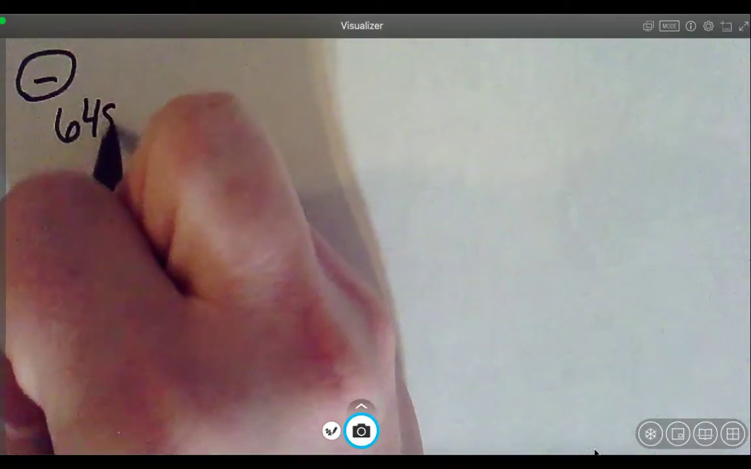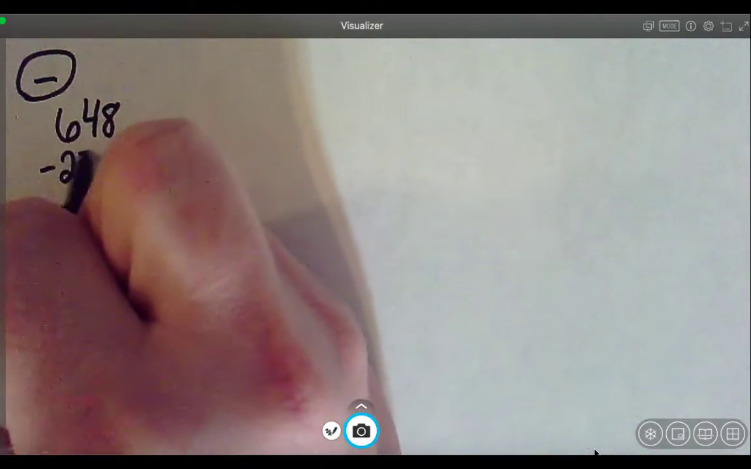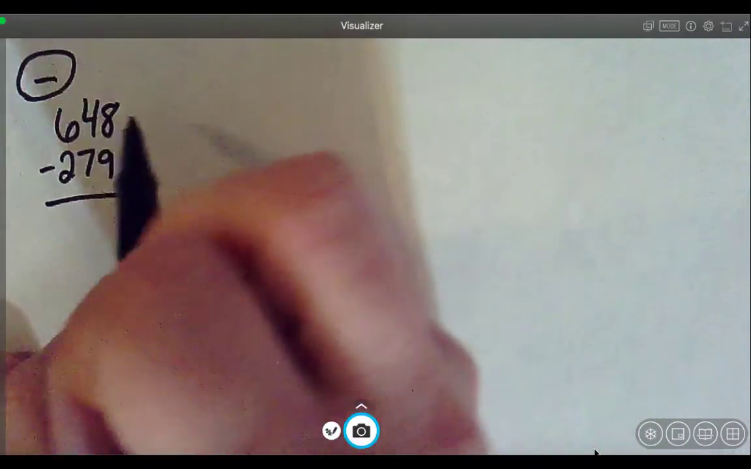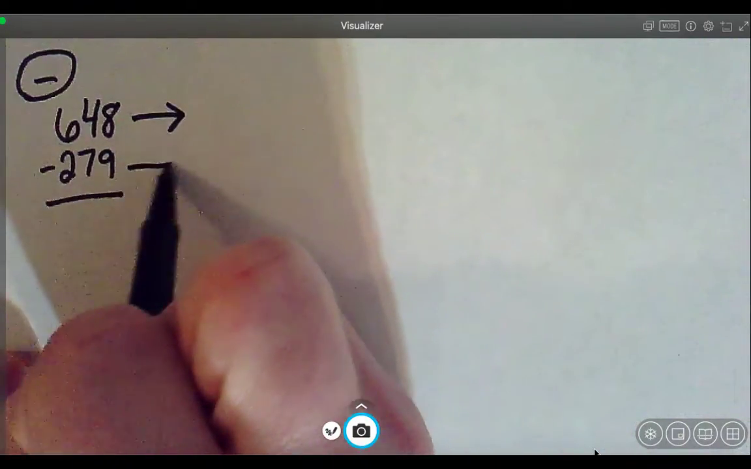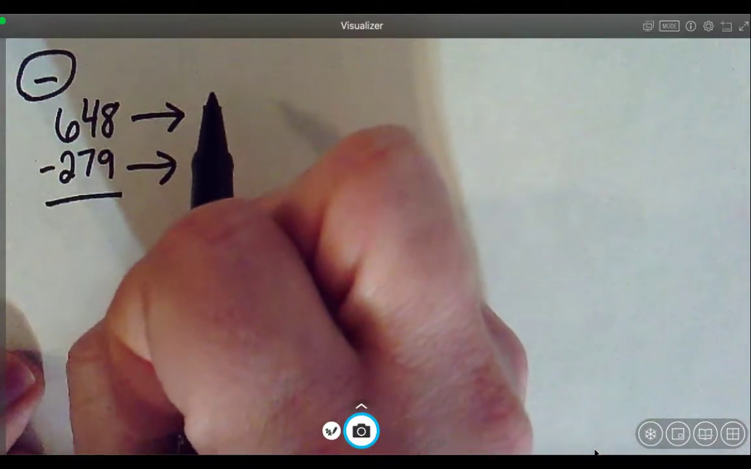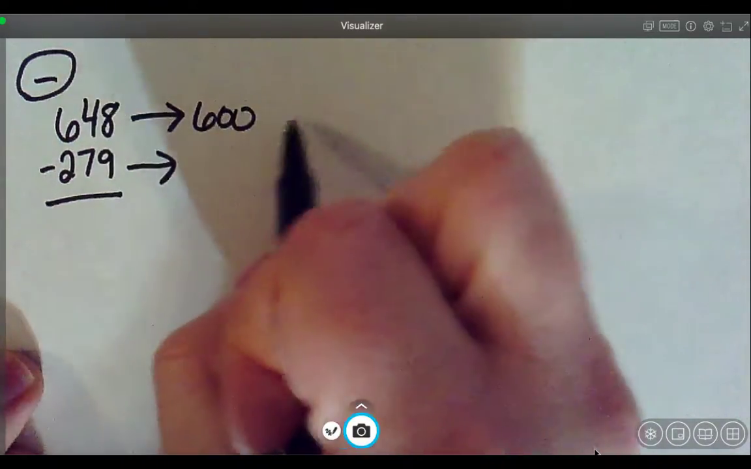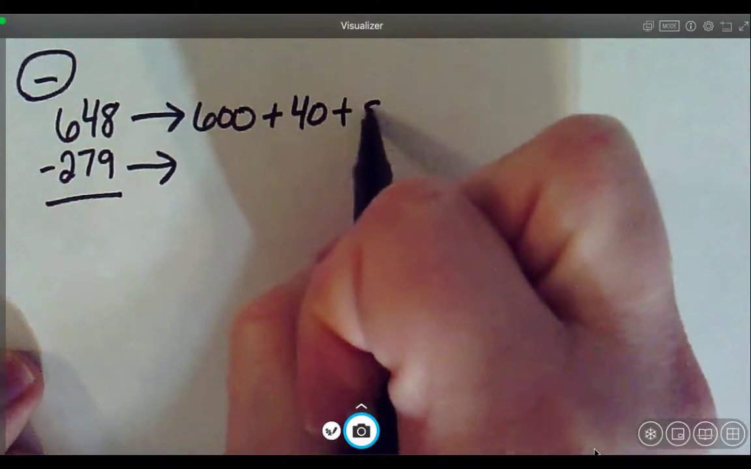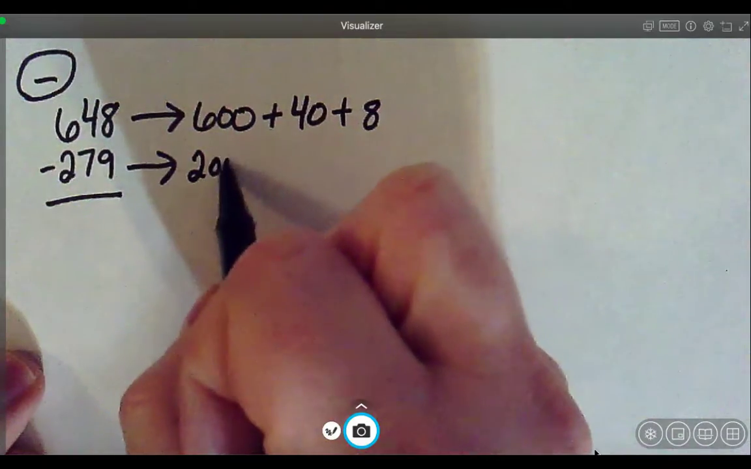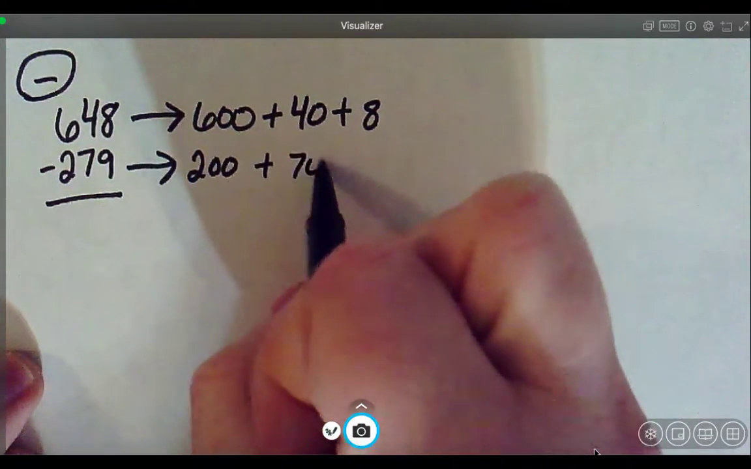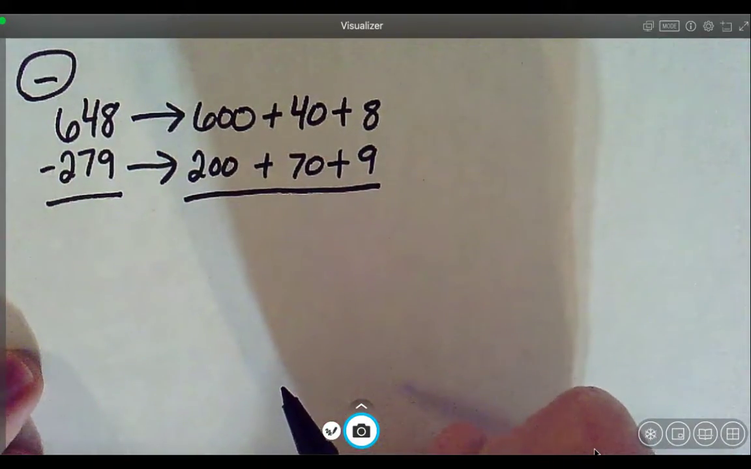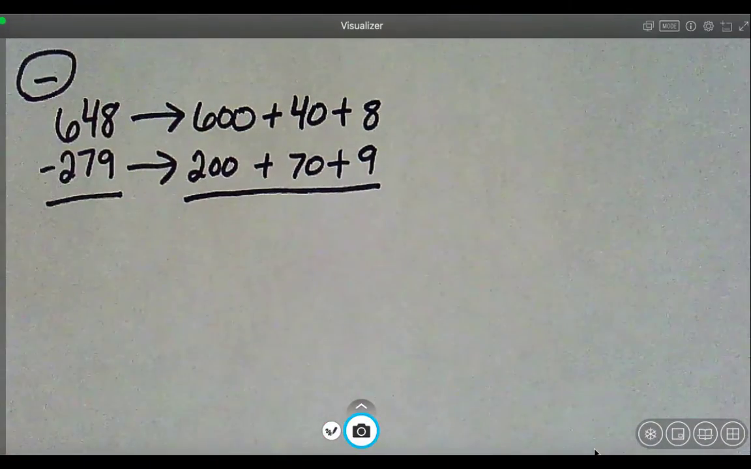Now I'm going to show you a subtraction example. So 648 minus 279 is the example I'm going to show you. So I'm going to start by decomposing each number into an expanded form. So 600 plus 40 plus 8, and 200 plus 70 plus 9. Now, what I like to do is I like to do all of my regrouping first before I subtract.